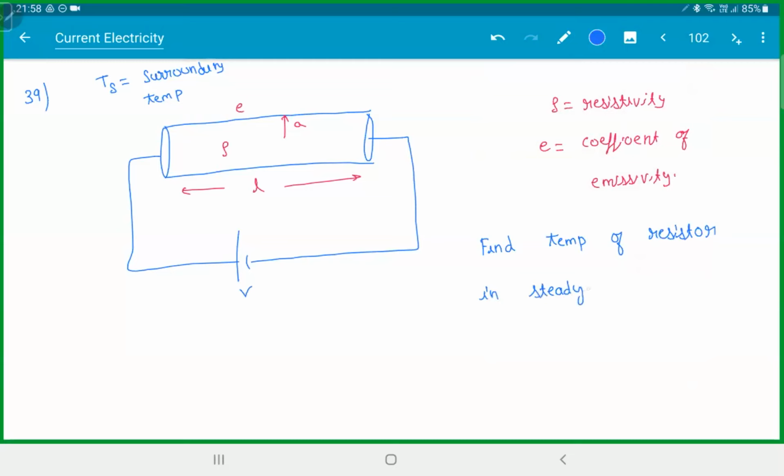Heat transfer, radiation, and current electricity. Get this? Find temperature of the resistor in steady state. It's a good one, not a difficult one, but it's a good one. Try.